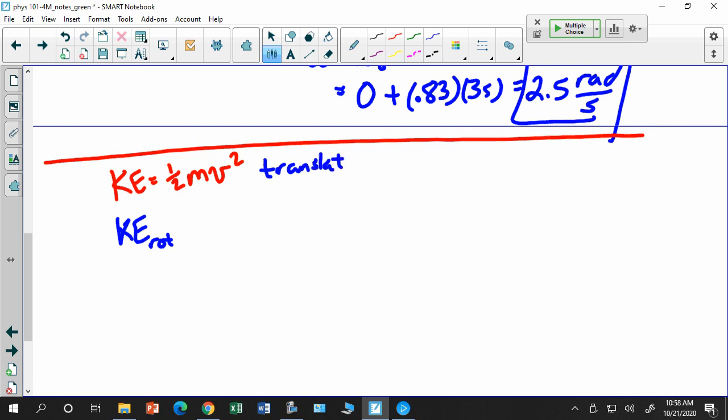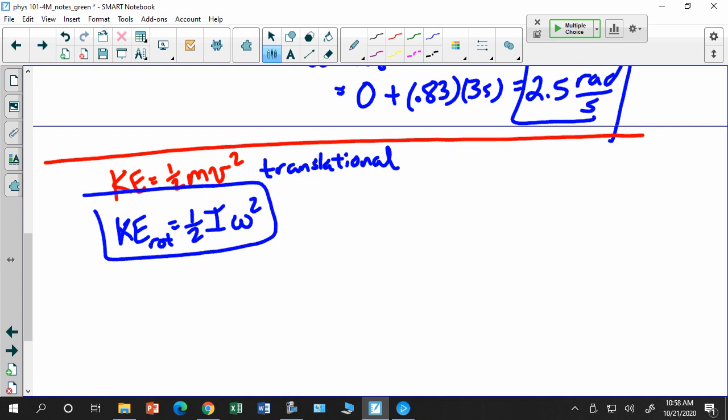Rotational is going to look really similar. But instead of mass, which is a measure of inertia, we're going to have moment of inertia. And instead of v, our velocity, we're going to have angular velocity, or 1/2 I omega squared. This equation is on your equation sheet. Just be familiar with it, know how to use it.